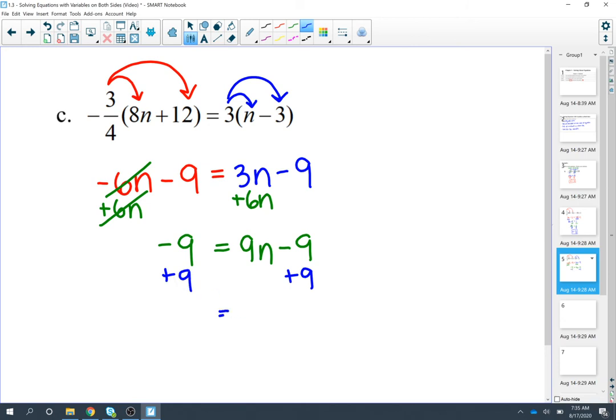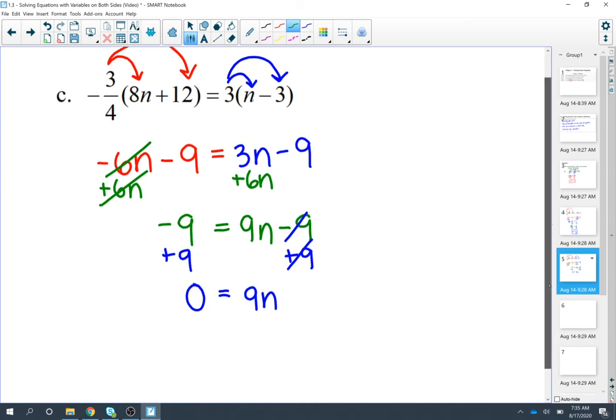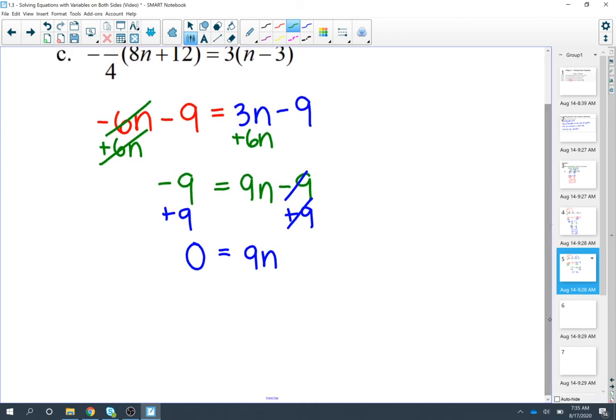I'm going to drop down my equal sign. Those two are going to cancel. The only thing I have left over here is my 9n. Negative 9 plus 9, 0. Now I have all of my numbers on the left. I have all of my variables on the right. So we solve for the variable. 9 times n. The opposite of times is divide. 9's will cancel. I'll be left with my n.